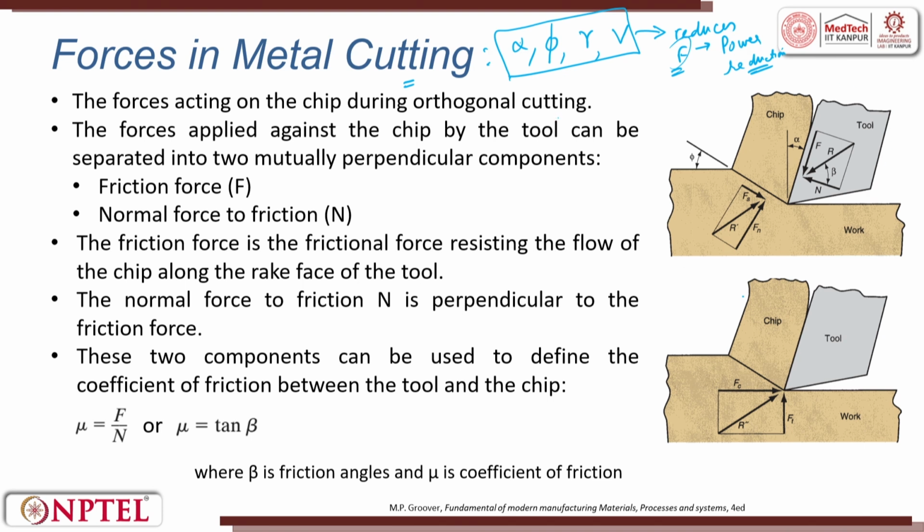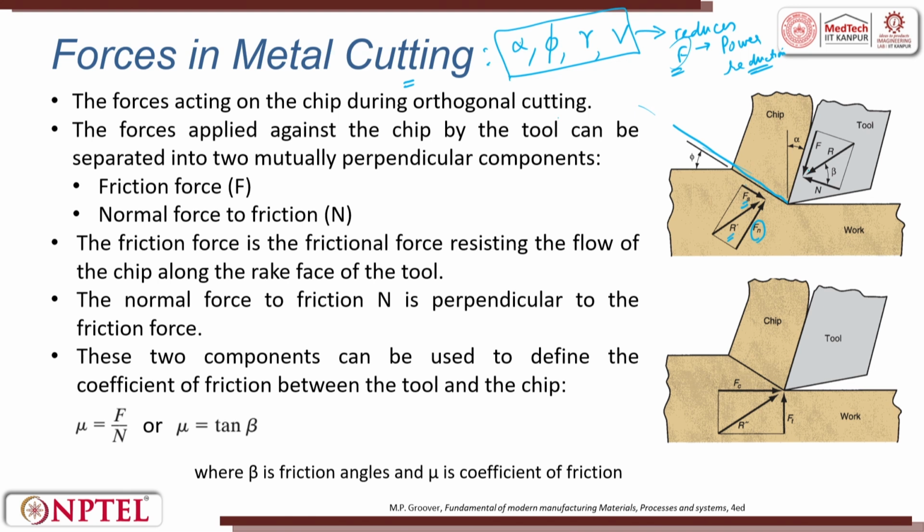You can see here these are the forces which are involved. Let us see what the forces are. Along the shear plane, you will have a force which is called the shear force, Fs, and normal to that is the normal force, Fn. The shear force acts along the shear plane, and normal to that is the normal force. The resultant of these two is calculated as R.